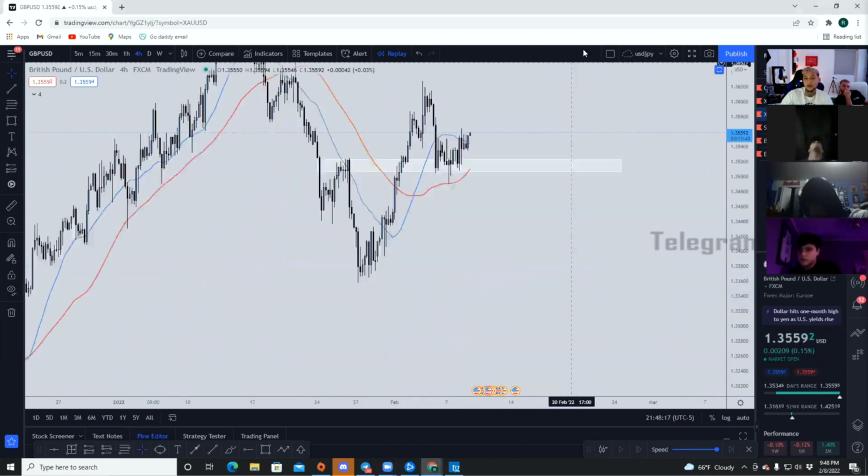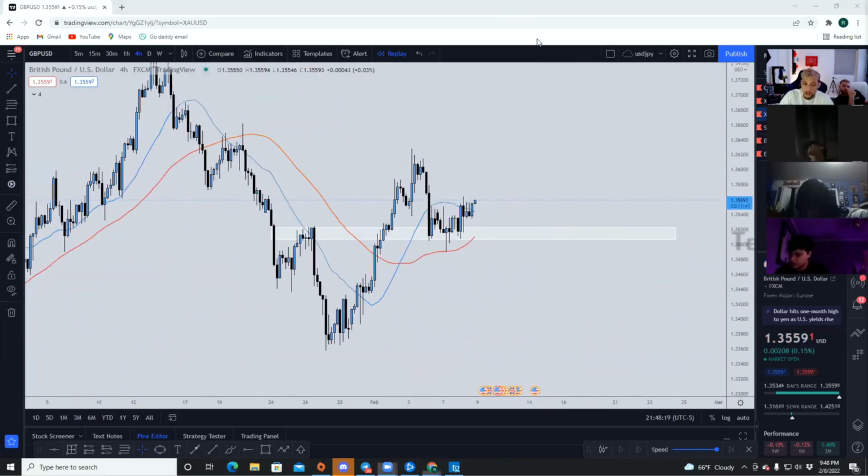That's how you want to identify market structure, because when you said break of structure, right, and price formed a lower low, this is just noise. It's not a real pullback.